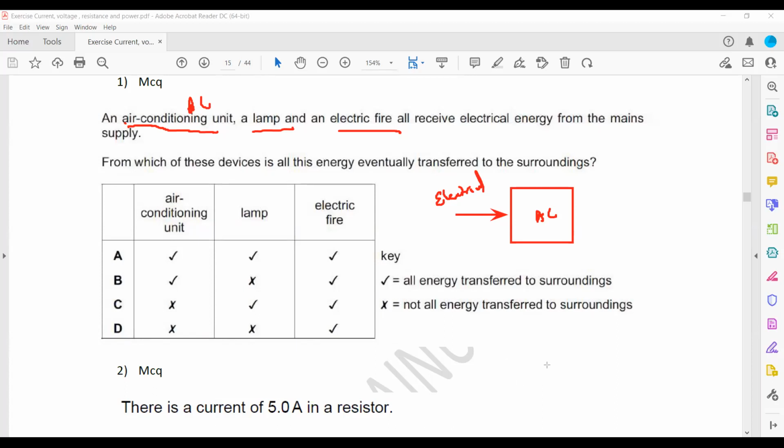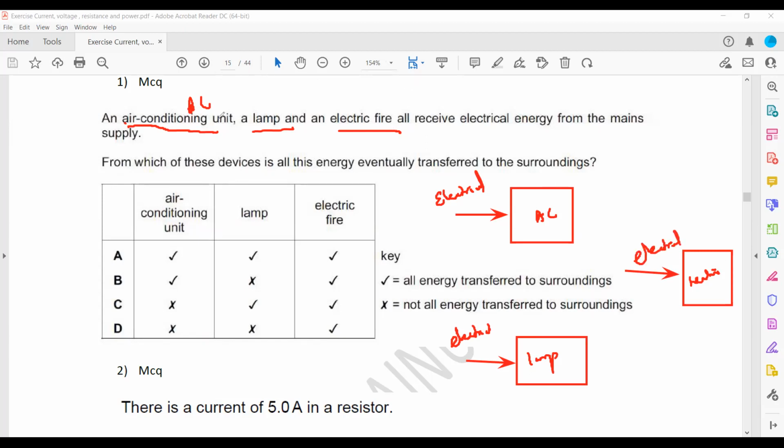For a lamp or a bulb, when you switch on the supply, the lamp starts to work, so it is also taking electrical energy. An electric fire or heater, when you switch on the heater, it takes in electrical energy. So all are taking electrical energy. But from which of these devices is all the energy eventually transferred? These devices take electrical energy and transfer all the energy to the surroundings.